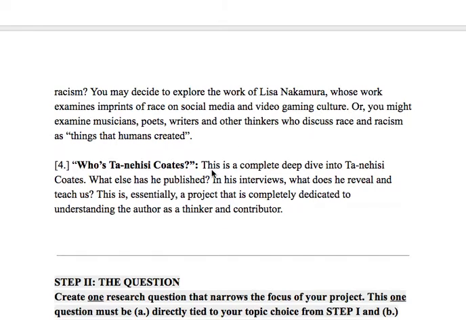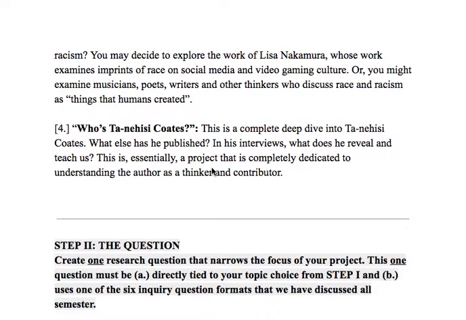Number 4. If you choose number 4, it's called Who's Ta-Nehisi Coates? This is a deep dive into who this author is, who he is as a thinker or a contributor: his work with Marvel Comics, his interviews, his thinking, his history, a broader profile or understanding of who he is beyond this one book. So that is what number 4 is.